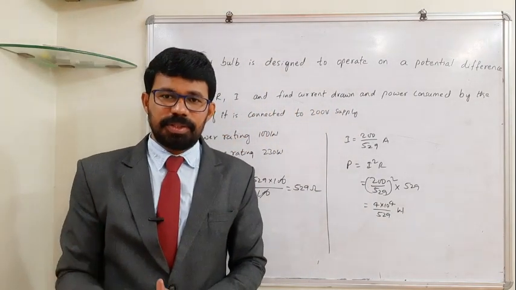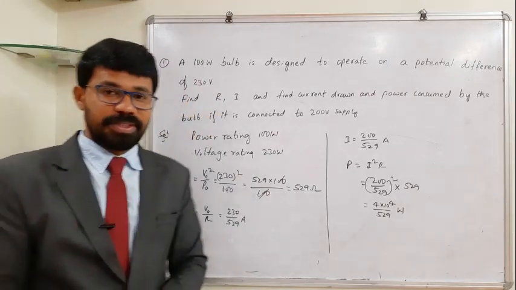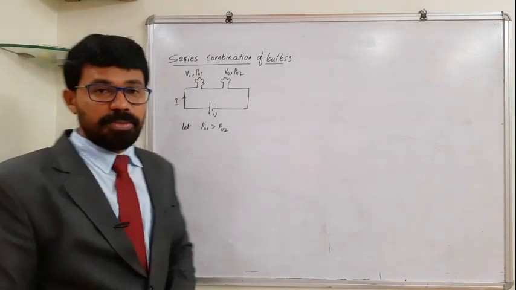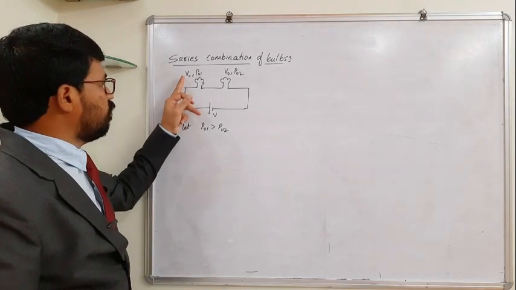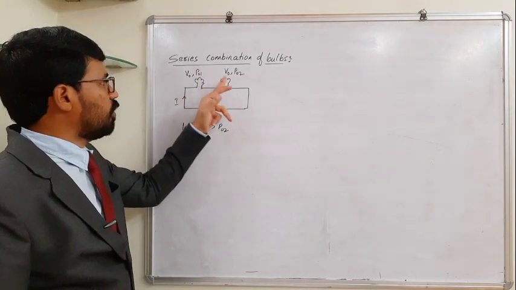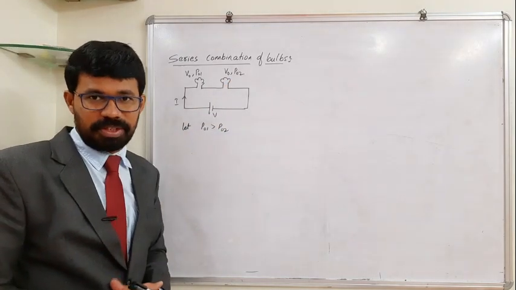Okay. So let us proceed with the combination of bulbs. Let us deal with the series combination of bulbs. Here I have taken two bulbs. Their voltage ratings are the same, V0 and V0. Power ratings are P01 and P02. Two different power ratings are there.